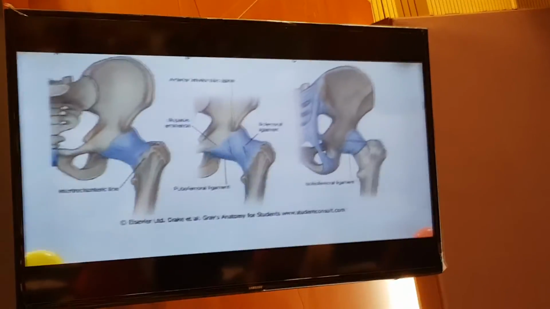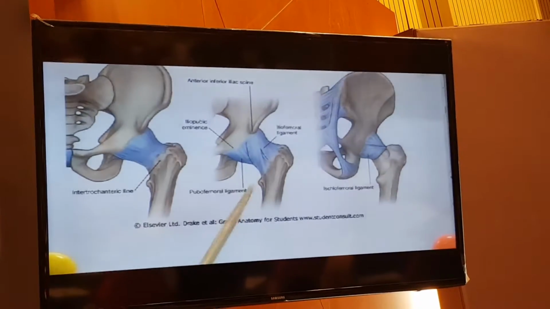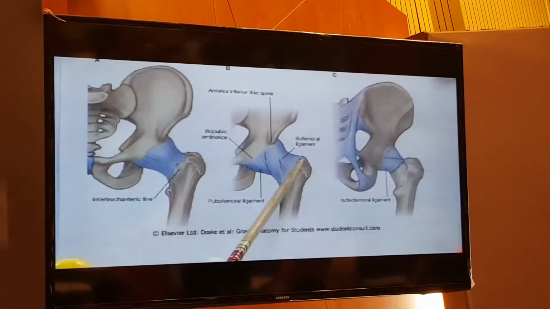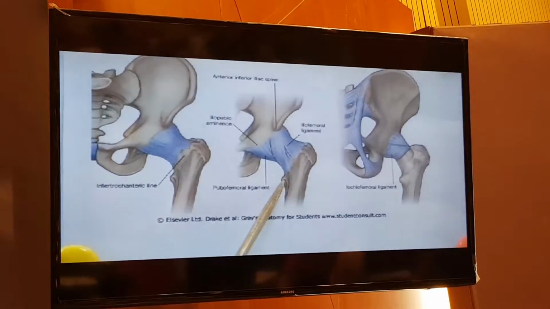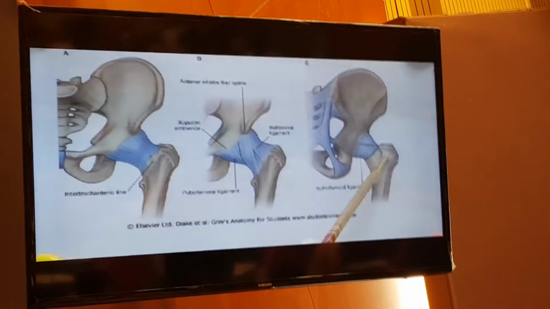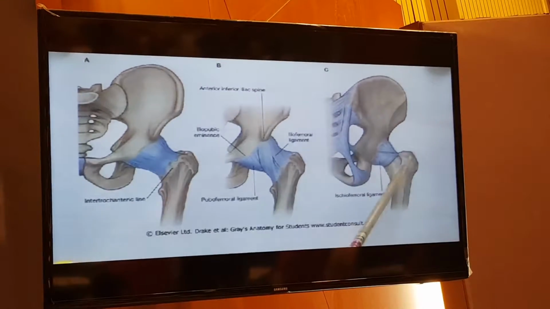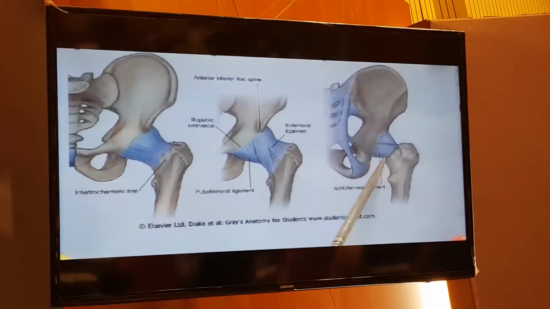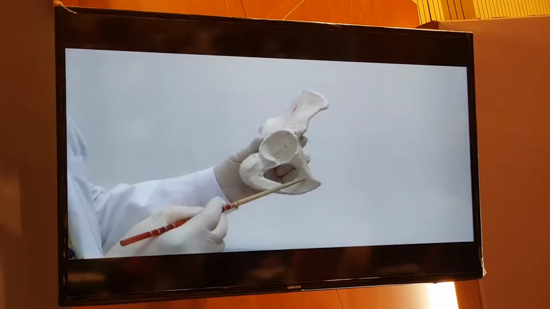Again, if you see the capsule of the hip joint, the distal attachment of the capsule from anterior view is from the greater trochanter along the intertrochanteric line up to the lesser trochanter. But from behind, the capsule doesn't reach up to intertrochanteric crest. It is about 1.5 centimeter short of intertrochanteric crest, and it is attached to the back of the neck of the femur.